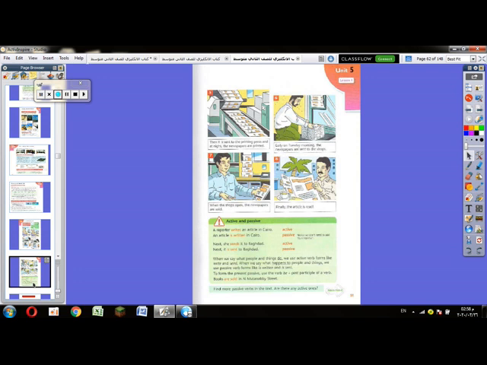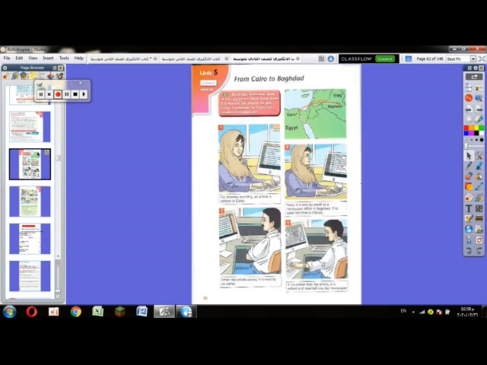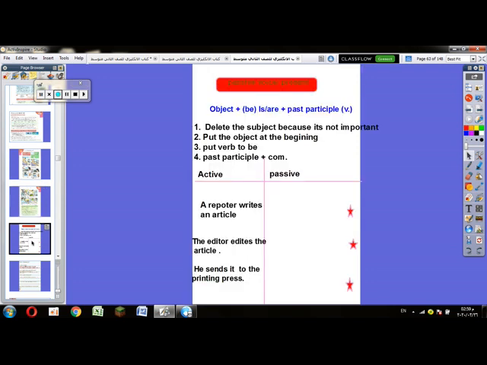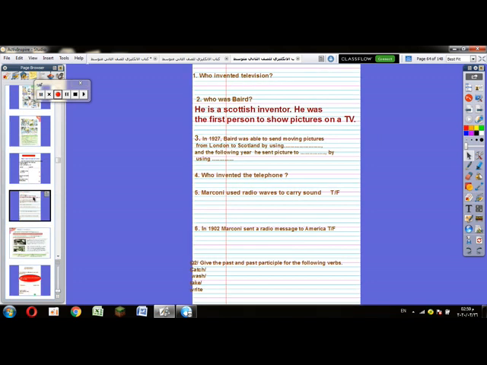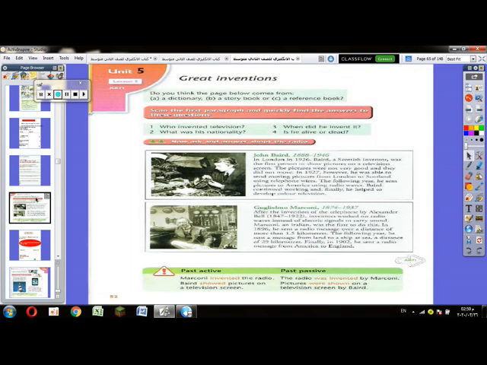Moving to lesson 4 now. In lesson 4, we said that we have active and passive voice. We already made a video about it, and we explained the passive and active voices. I make some questions here. So let's move to lesson 5.